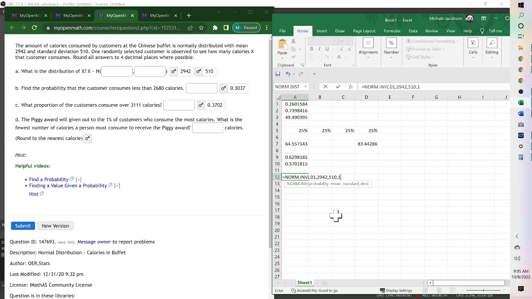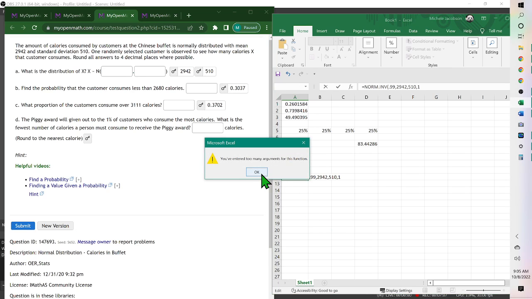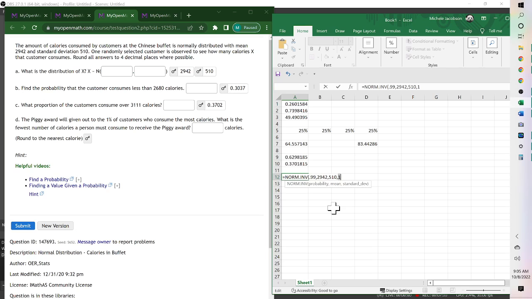1. This is going to give us below 1% of the customers who consume the most calories. Okay, so since this is giving us below and we want above, we need to subtract 0.01, so it'll be 0.99. Because 99% is below if 1% is above. Oops, we don't need the 1 on that one. Because we're given the percent, you only need probability, mean, and standard deviation.